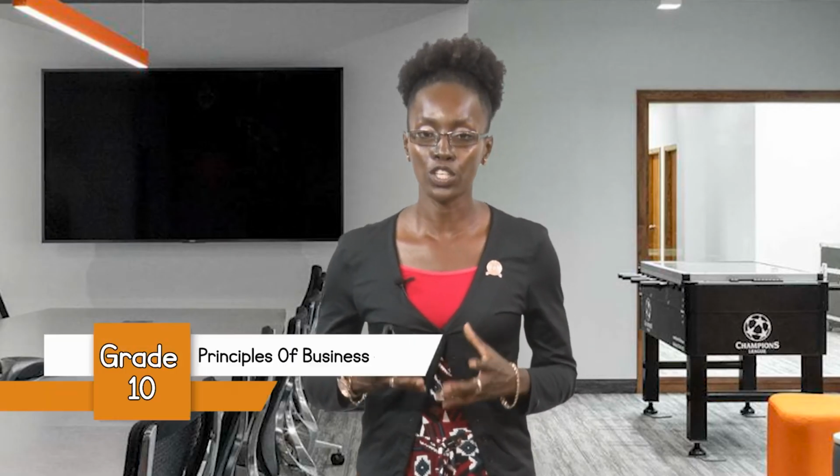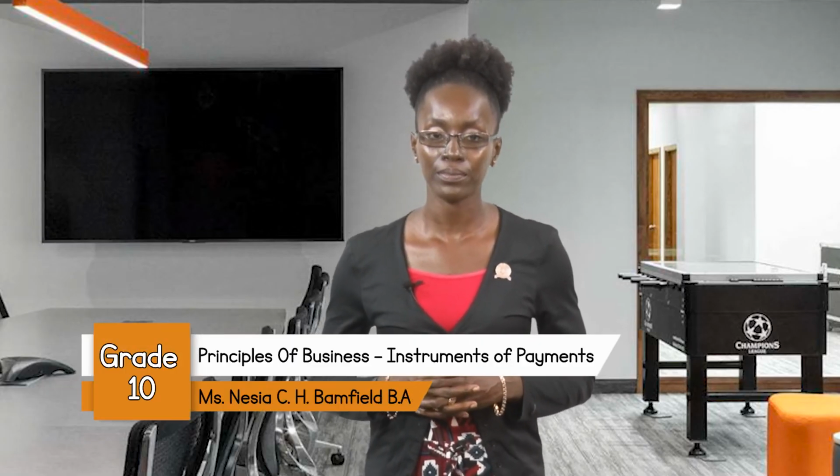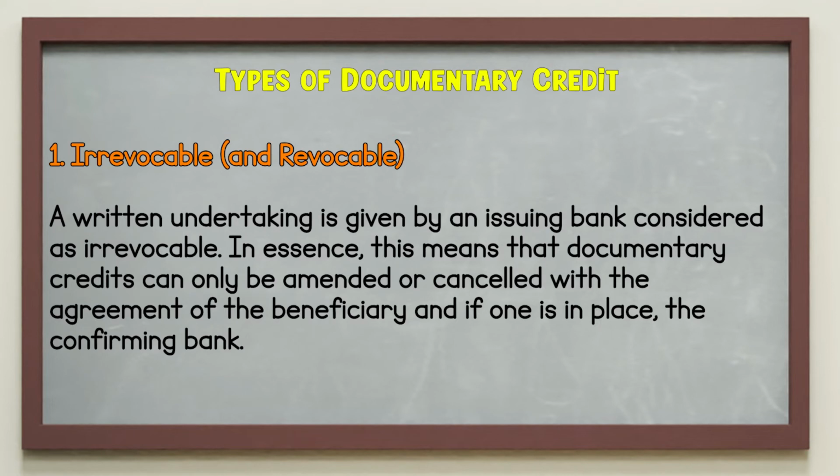Types of documentary credit. Number 1, irrevocable or revocable. A written undertaking given by an issuing bank is considered irrevocable. In essence, this means that documentary credits can only be amended or cancelled with the agreement of the beneficiary and, if one is in place, the confirming bank.